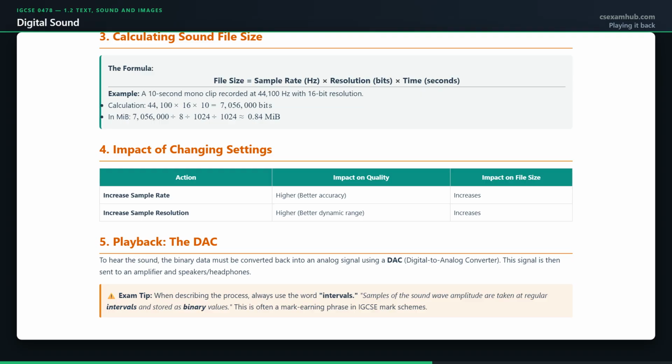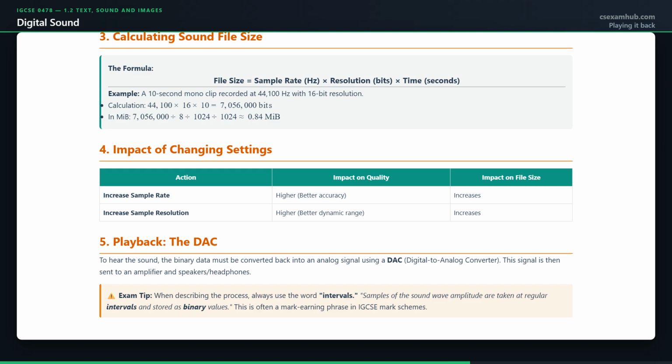And playback, which completes the circle. The stored samples are binary numbers, and a speaker needs a varying electrical signal. So a digital to analog converter reads the samples and reconstructs a continuously varying voltage from them. That signal is amplified and drives the speaker, whose cone vibrates and produces sound waves, exactly as we covered in topic 3.2.